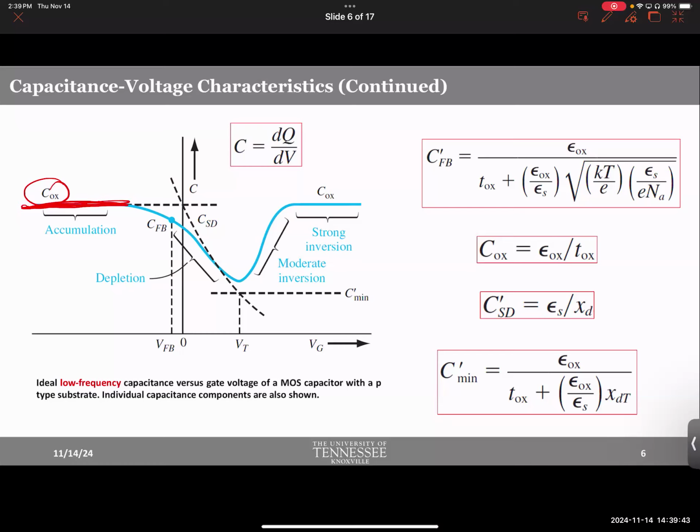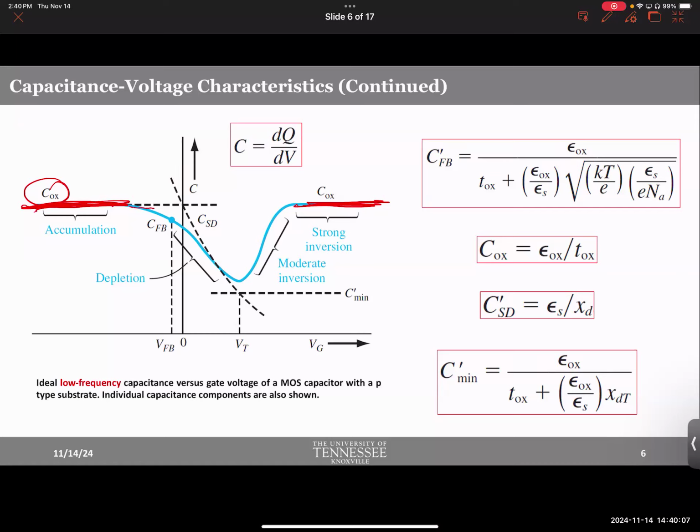You sometimes want to have a constant capacitance, and you get it in the accumulation region. So if you are trying to use a MOSFET as just a capacitor, you might want to use it in the accumulation region, or you might want to use it in the inversion region. Are you still with me? So in both cases, you have constant capacitance.